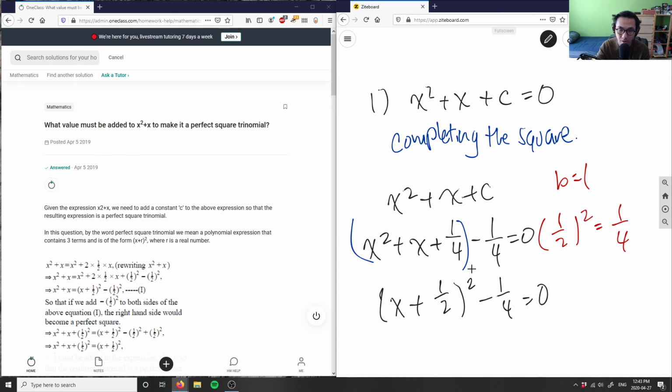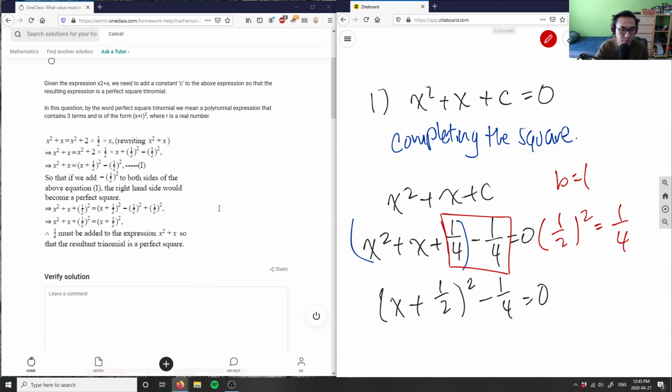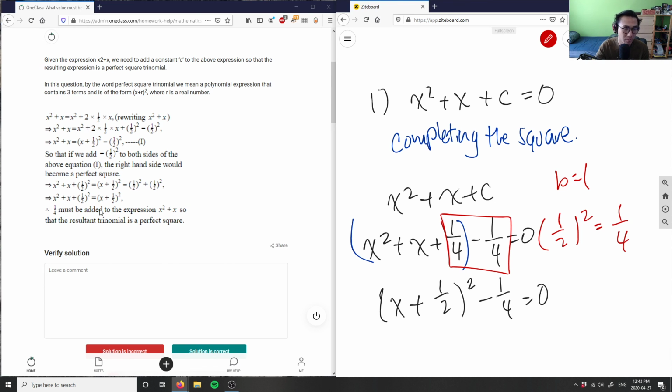So I'm completing the square here, which means I would have to add. My value to add here would be 1/4 to make it a perfect square trinomial. So 1/4 must be added to the expression, and the resultant trinomial is a perfect square. So this solution again is correct. Great analysis here.